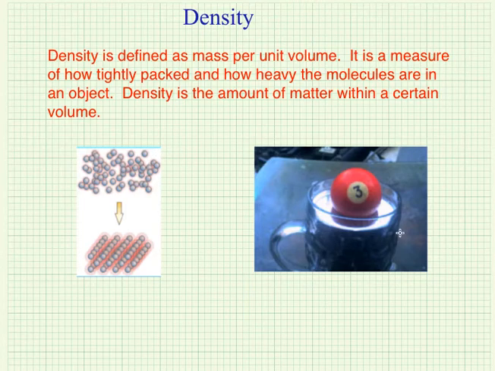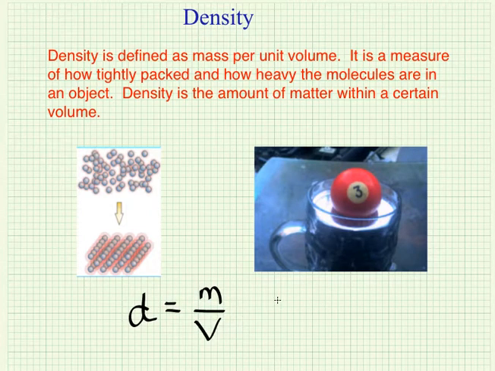Compare that to over here, and now we've got a cup of mercury, and we've got this pool ball sitting on top of it. Notice how there's just a tiny part of that ball that even gets submerged, and that's because the density of the mercury is so much greater than the density of the pool ball.